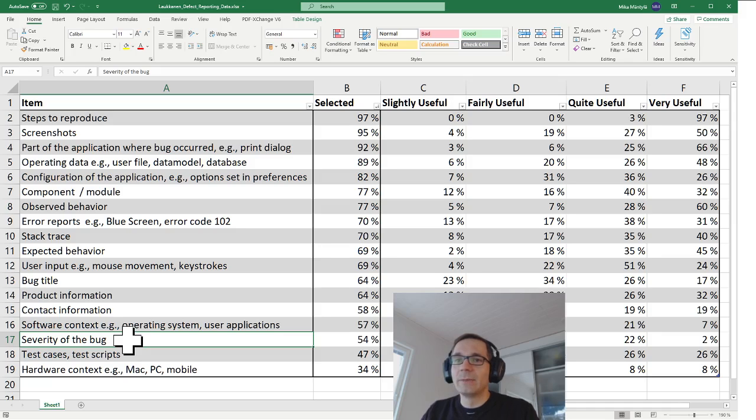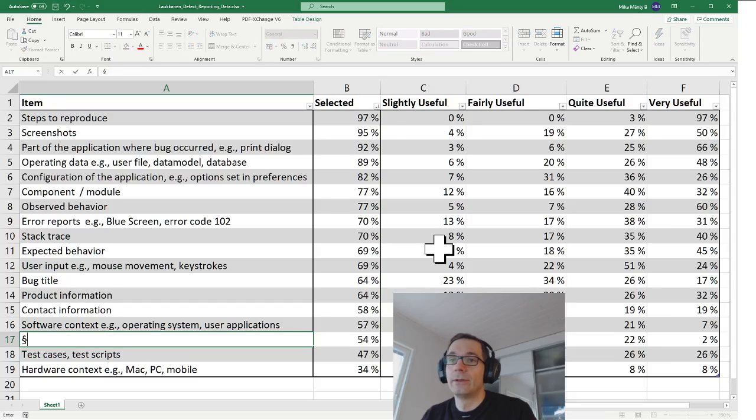I think the result might be different if we would ask software project managers whether this information is important or not. Another way to look at it is that after the software developers that responded have selected a particular piece of information, they then rate its usefulness for fixing the defect. So we have columns slightly useful, fairly useful, quite useful, and very useful.